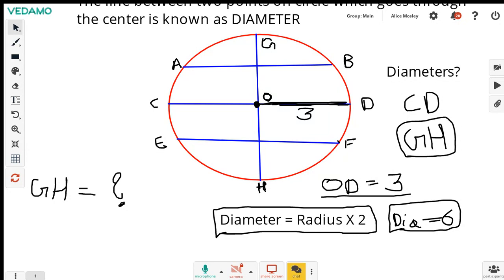Okay, I had to mute your mic. So that's it for today. So GH is equal to 6 because it is a diameter. GH and CD are diameters, so they both will be equal to 6. That's pretty much it for today.